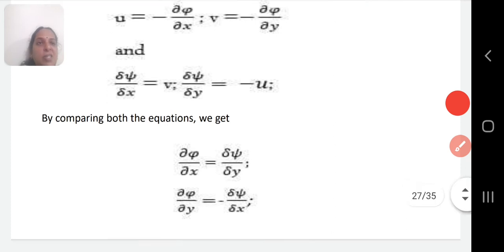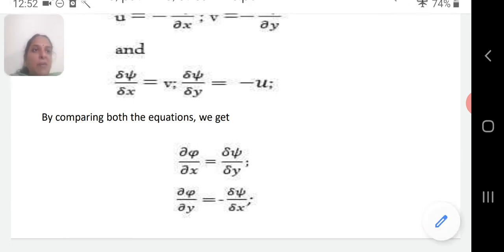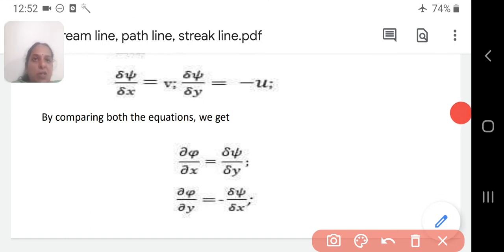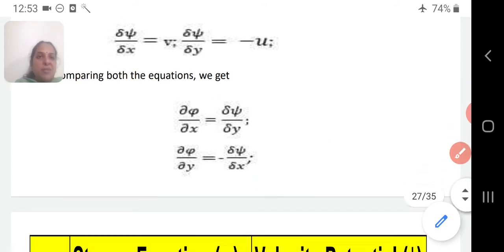This is the relation that is connecting them. If we know the velocity potential function, we will be able to find the stream function, or if we know the stream function, we will be able to find the velocity potential function by these two equations. By comparing these two equations, we get ∂φ/∂x is equal to ∂ψ/∂y, and ∂φ/∂y is equal to minus ∂ψ/∂x. This one is in terms of φ and this is in terms of ψ, where φ is the velocity potential function and ψ is the stream function.